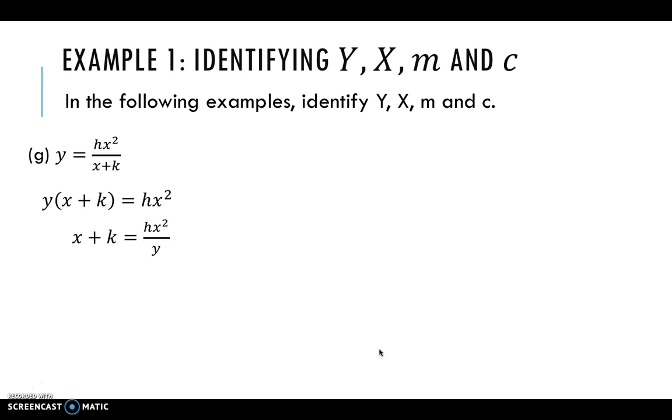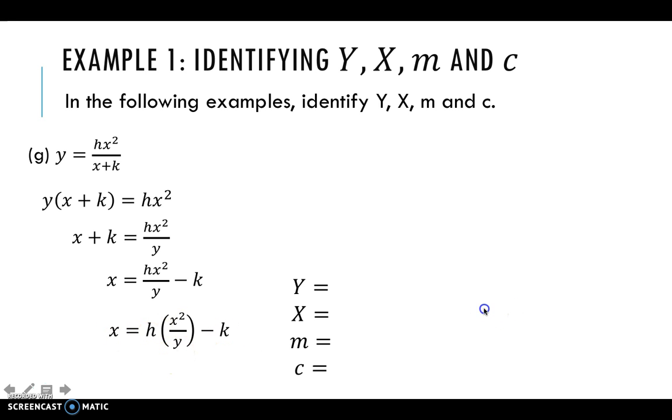What you can do is actually divide both sides by y. Bring k over to get negative k, and then you realize that just by a simple factorizing of h out, you already have your big Y, big X, m, and c. So in this case, big Y is x, you realize big Y can actually also just be x alone. It is completely fine. Big X is x squared over y, m is h, and c is negative k.